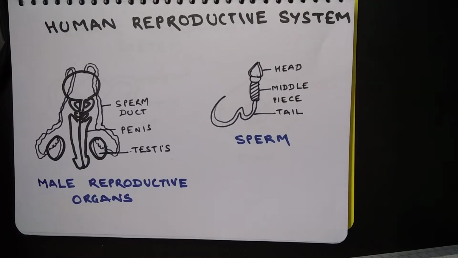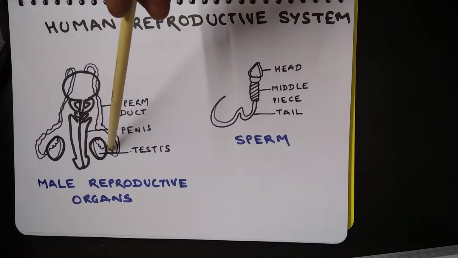Human reproductive system. In this class, you are not supposed to learn detail about the human reproductive system. That will be in class 10th. So you just need to know the names of the reproductive organs. This diagram shows the male reproductive system. There is a pair of testes.